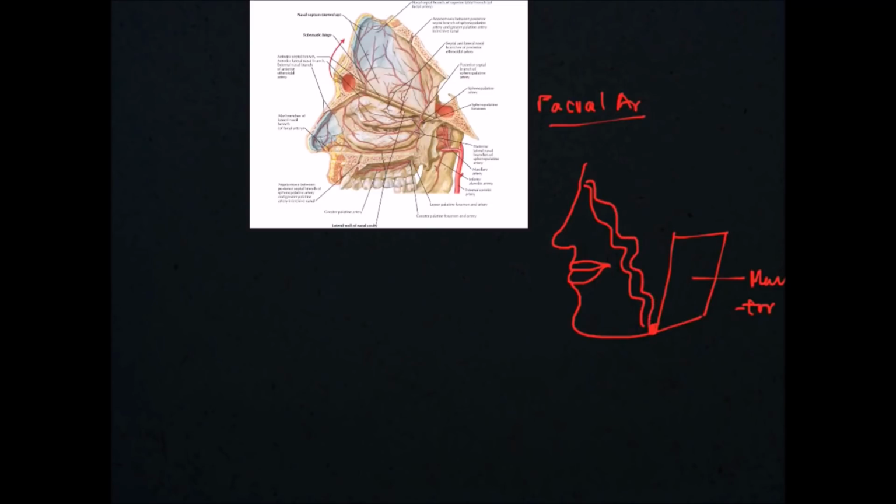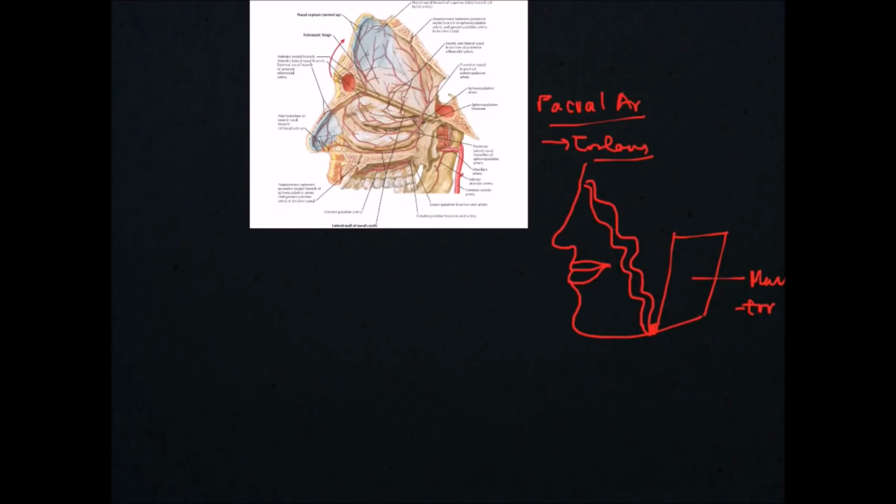So why is it having the tortuous course? To accommodate the extra length during the facial contractions. Just consider if it is having a specific length or if it is stiff, then during the facial movement it can get easily torn and it may lead to bleeding. So to avoid the bleeding and the hematoma formation, it has a tortuous course.